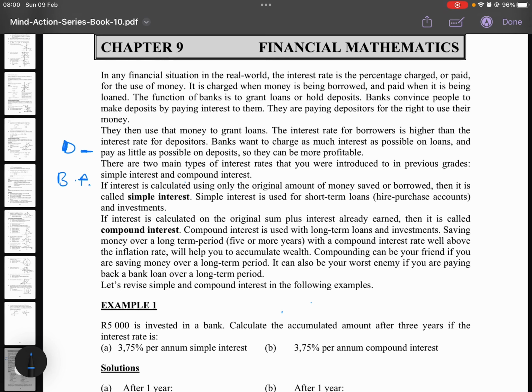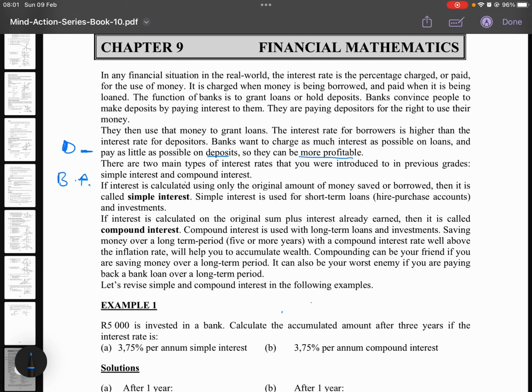Banks want to charge as much interest as possible on loans and pay as little as possible on deposits. So on the investment, they want to give you as low as possible, but when it comes to the loans that you ask for from the bank, they want to charge as much interest as possible so that they can be more profitable. It's what we do, I think, on a daily basis, normal people, but the bank just does that at a larger scale. So that's how banks are being more profitable.